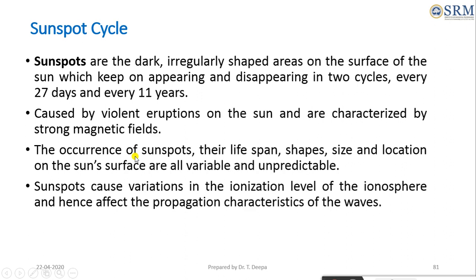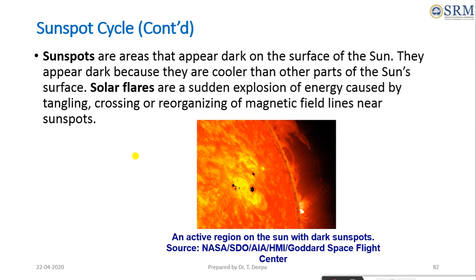And what is sunspot cycle? Sunspots are the dark, irregularly shaped areas on the surface of the sun, which keep on appearing and disappearing in two cycles, every 27 days and every 11 years. So this sunspot cycle is an 11 year cycle during which radiation varies drastically. This variation is due to ultraviolet rays, flares, and particle radiation. During the sunspot maxima, the critical frequencies are the highest and they are lowest during the sunspot minima. So to minimize the effect of the sunspot cycle, the operating frequency is carefully chosen.